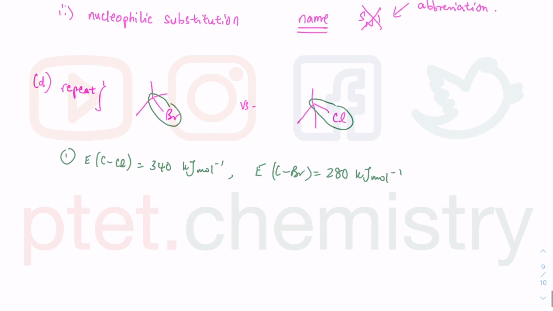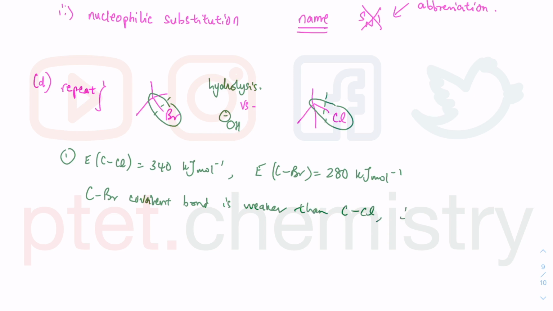Okay, so I've talked about the bond energy. What we're doing is breaking it because we are doing hydrolysis, and our nucleophile is OH minus. Careful, negative charge on the oxygen. So our nucleophile is OH minus, and we need to break this C-Cl and C-Br. So the C-Br covalent bond is weaker than C-Cl. Therefore, it takes longer for C-Cl to hydrolyze, meaning to break. If it takes longer, that means the OH minus is consumed slower.